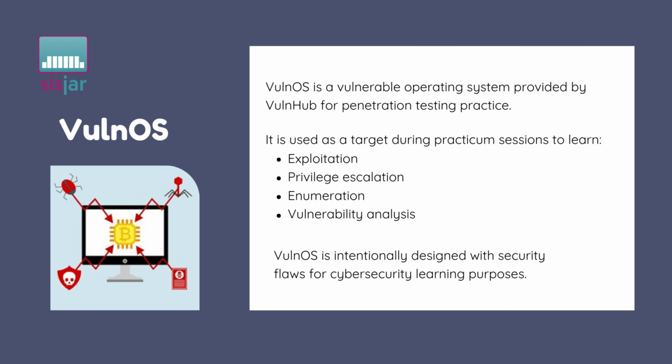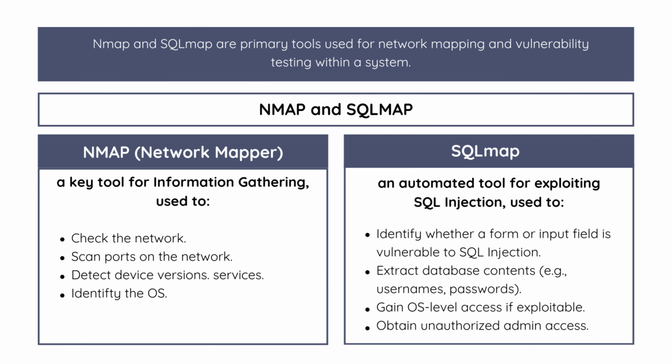FullNose is a vulnerable operating system provided by FullHub for penetration testing practice. It is used as a target during practicum sessions to learn about exploitation, privilege escalation, enumeration, and vulnerability analysis. FullNose is intentionally designed with security flaws for cybersecurity learning purposes. Last one, we have Nmap and SQLmap. Nmap and SQLmap are primary tools used for network mapping and vulnerability testing within a system.